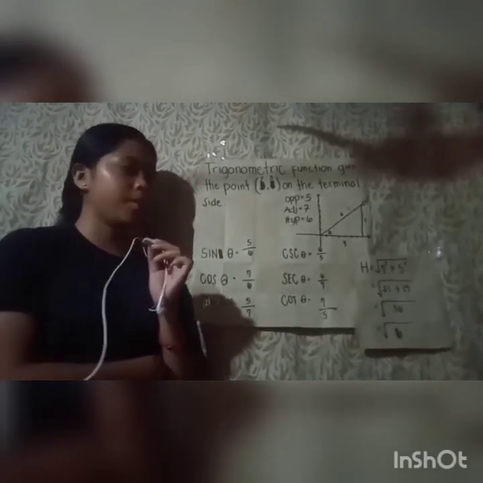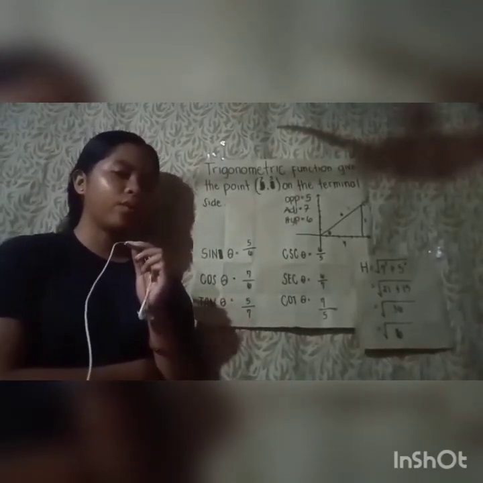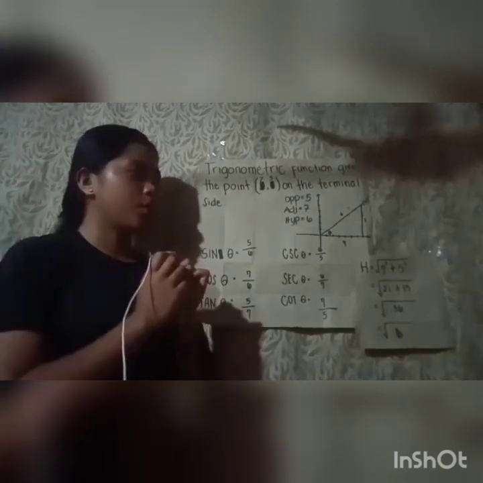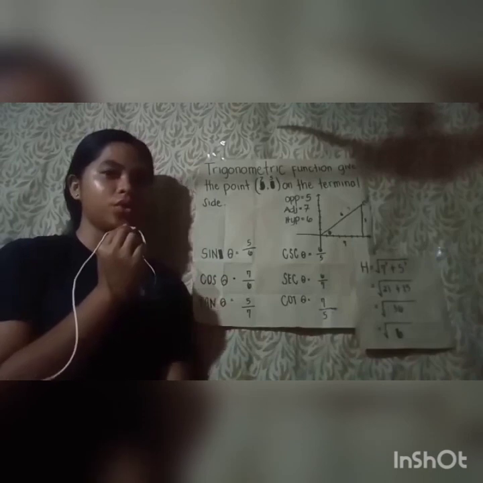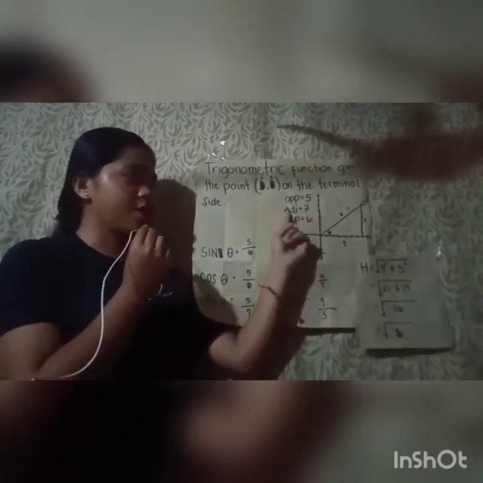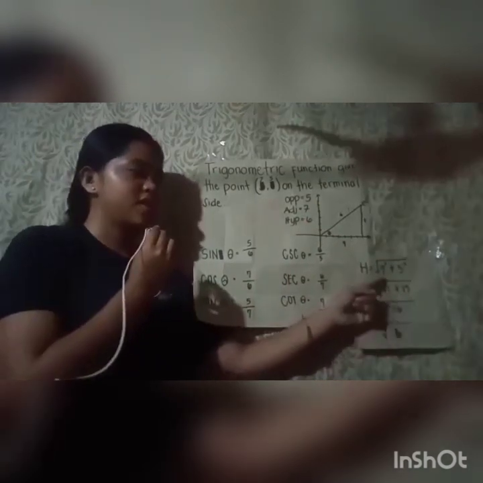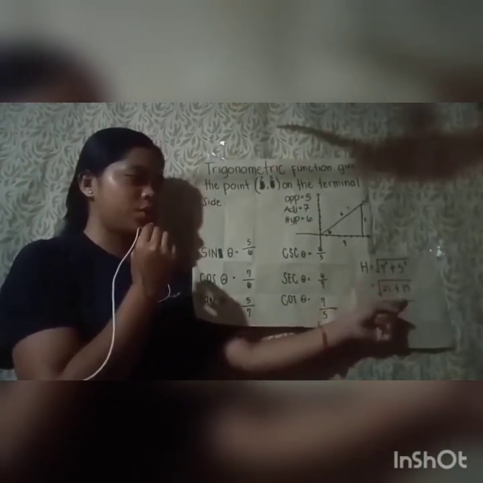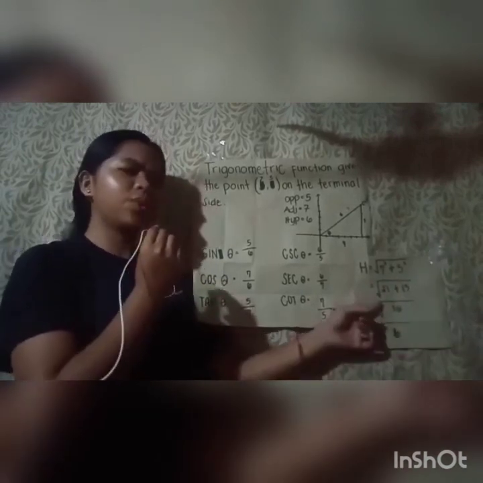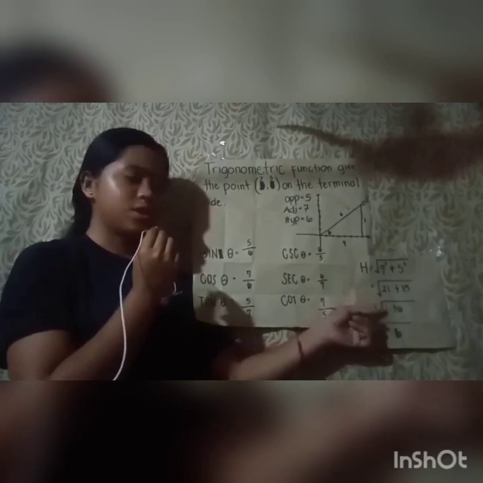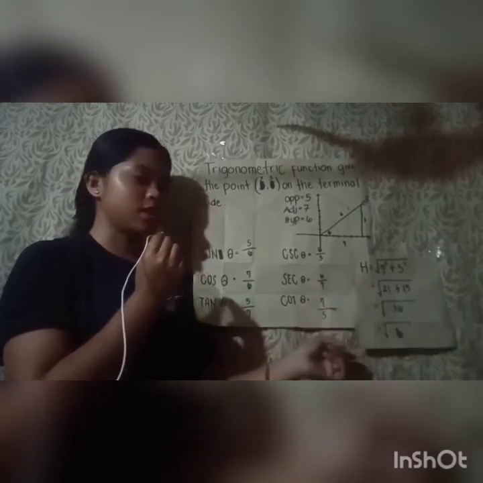Where can we find the hypotenuse? We find the hypotenuse using the Pythagorean theorem. So the hypotenuse is going to equal the square root of the opposite side, 5 squared, plus the adjacent side, 7 squared. 7 squared is 49, plus 5 squared is 25. 49 plus 25 is 74, and the square root of 74 is the hypotenuse.